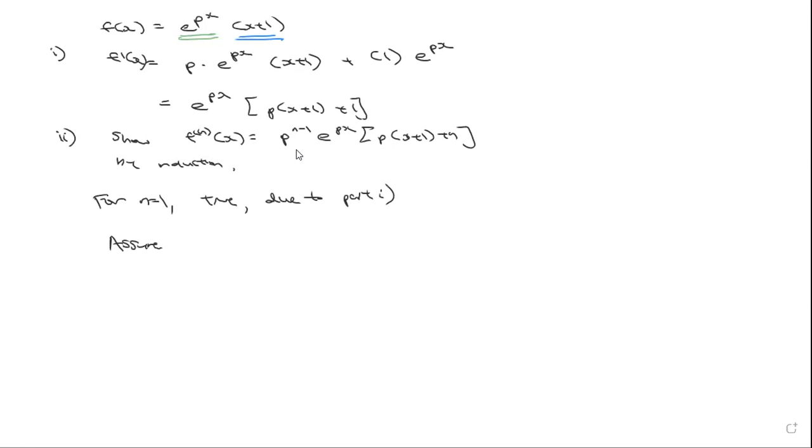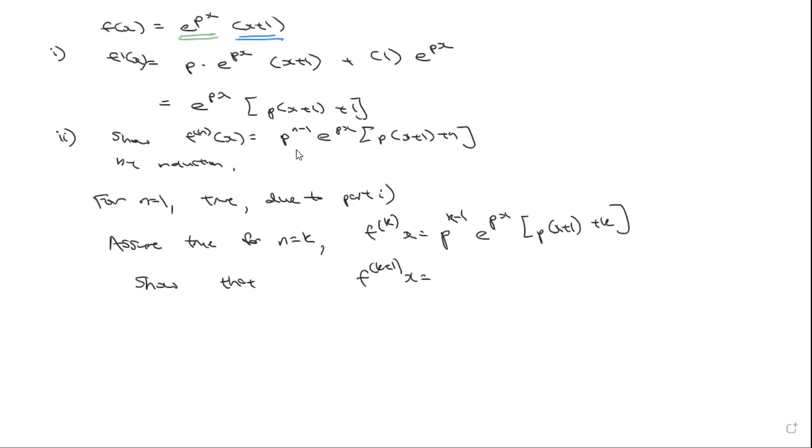So we'll assume true for n equals k, where k is a positive integer. I'll just save the writing on those details here, but we'll assume it's true for n equals k. In other words, f^(k)(x) is p to the k minus 1, e to the px, times (px plus 1 plus k). And we need to show that f^(k+1)(x) is p to the k plus 1 minus 1, so p to the k, e to the px, times (px plus 1 plus k plus 1). All right, so that's our job. We need to show that.